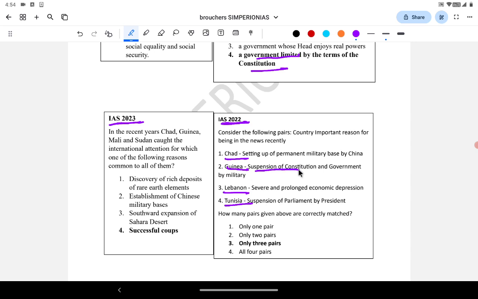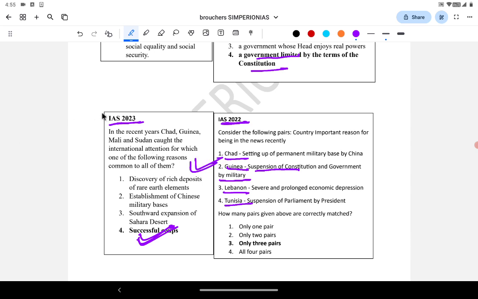The suspension of constitution and the government by the military. What is that? The correct answer is successful coup. The answer was directly given one year before 2023, in 2022. Not even in the CDS or CAPF or NDA, they asked it in direct UPSC. You cannot miss such questions.